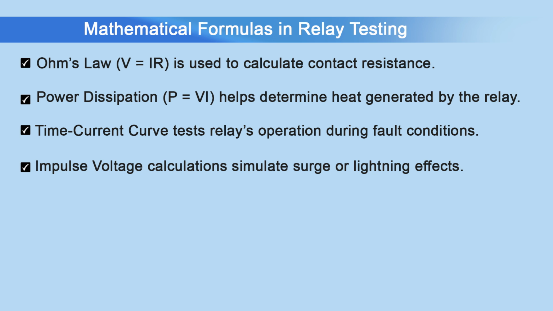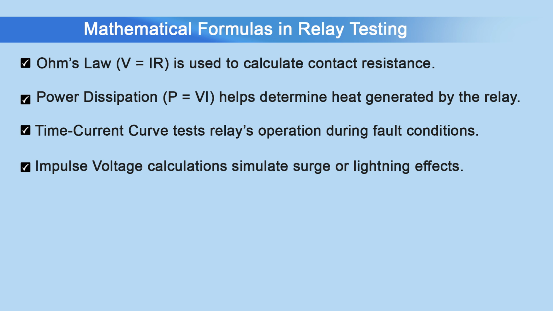In relay testing this equation is used to calculate the expected behavior of the relay under various conditions. This is used in contact resistance testing where the voltage drop across the relay contacts is measured and the contact resistance is calculated, just as we did before. This will ensure the relay can conduct current effectively.